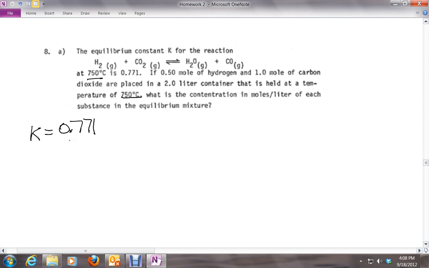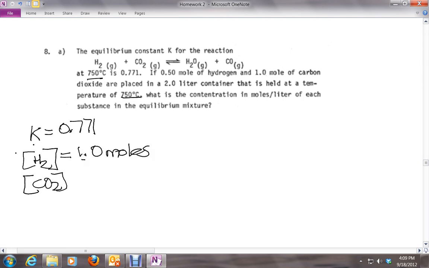If 0.5 moles of hydrogen and 1 mole of carbon dioxide are placed in a 2-liter container that is held at a temperature of 700, what is the concentration of each substance in equilibrium? So basically, they're giving you the initial amount of hydrogen and of CO2. Now this is moles. What do you have to do? Divide it by 2 liters to get the concentration. Do you see? This is the moles, 1 mole in 2 liters, 0.50 in 2 liters.